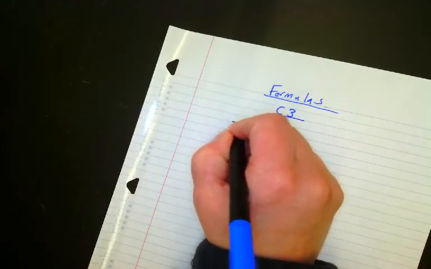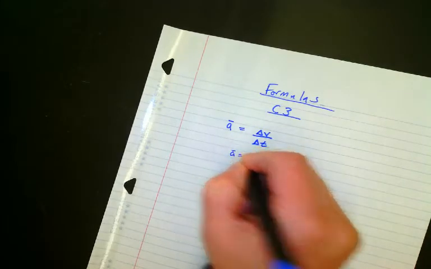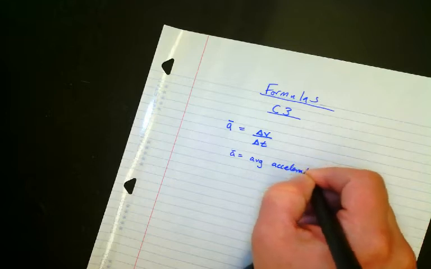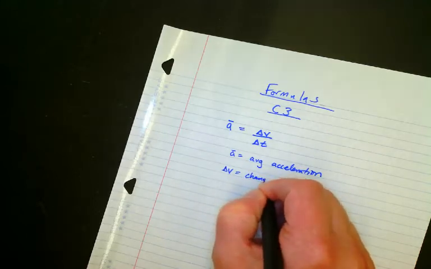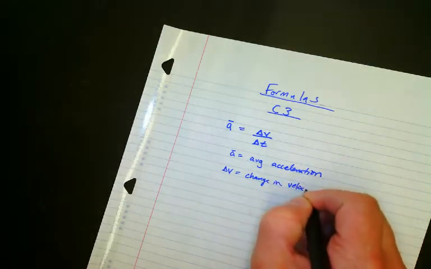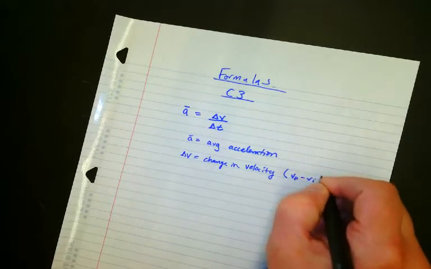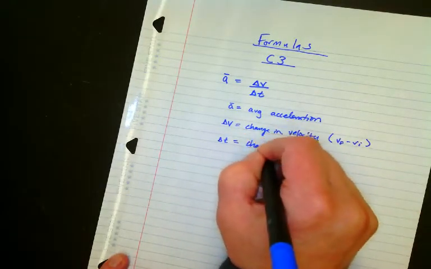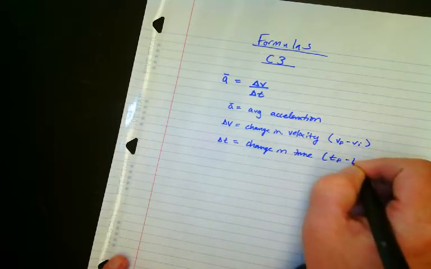Our first one is average acceleration is change in velocity over change in time. So A is average acceleration. And delta V is change in velocity. So that would be, if you're thinking about it, it's VF minus VI. And delta T is change in time. So that would be T final minus T initial.